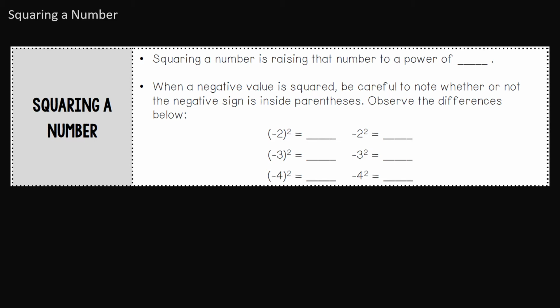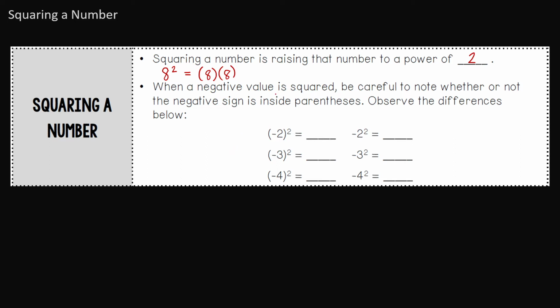So, squaring a number. In our review of exponents, we know that squaring a number is raising that number to a power of 2. For instance, if you have the number 8 to the power of 2, that just means 8 squared, or 8 times itself. 8 times 8, 8 squared, would be 64.